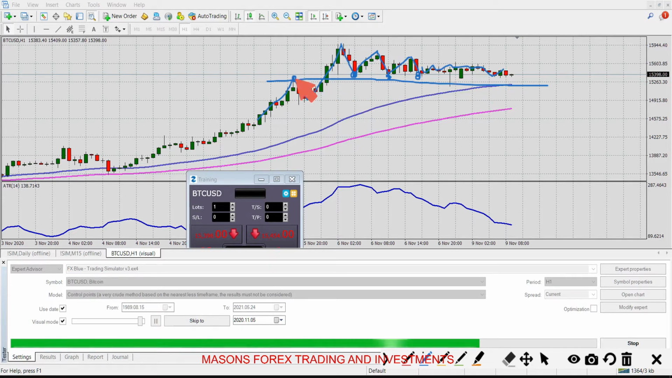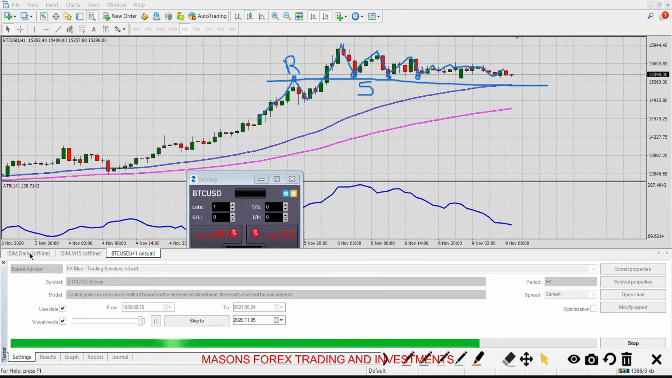So this is typical resistance turned to support. So this is basically how support and resistance work more often than not.